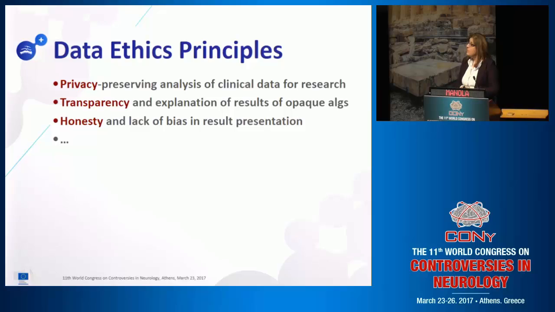Ethical challenges, so data ethics and principles. Of course, we all know about privacy. How do we preserve the clinical data, preserving analysis on clinical data for research? We know about transparency, because we are doing a lot of algorithms. We are processing the data, but then we need to explain what we do, and there is no transparency. And of course, there is honesty and lack of bias in the result presentation. I'm not going to go into this, but these are the things that we need to move away from.